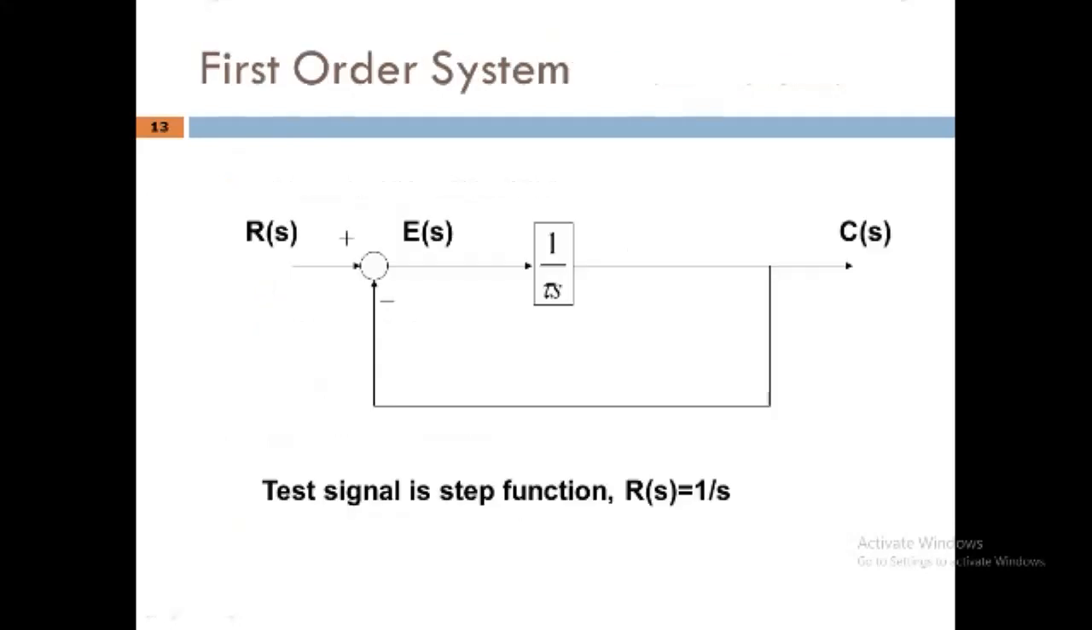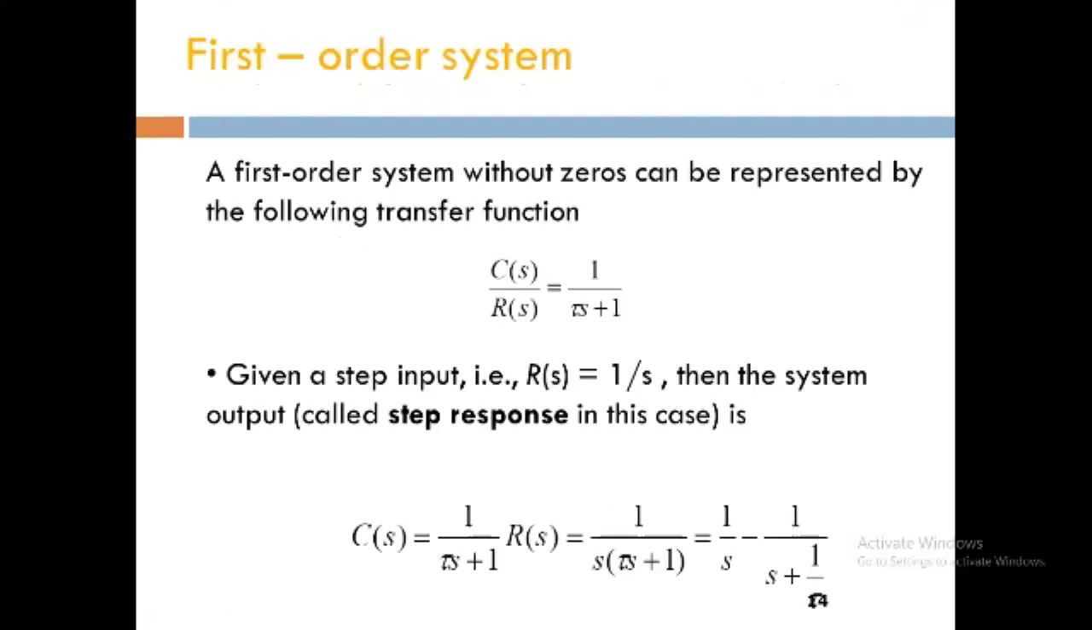This is the first order system we are going to study. Let us consider one block diagram, that is R of S and C of S. In this diagram, R of S is given as the input and C of S is given as the output. In between them, one error detector will be provided, that is E of S. So the test signal is the step function, that is R of S is equal to 1 by S, and the error signal is given as E of S.